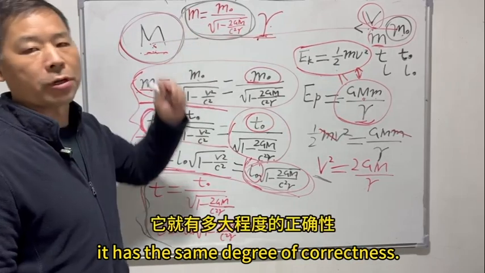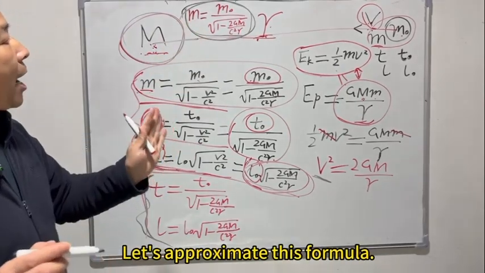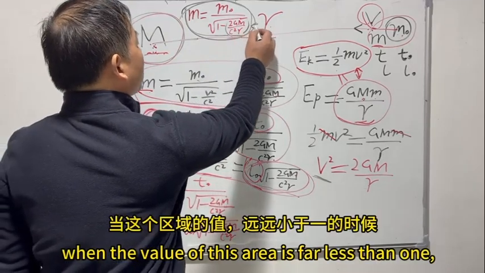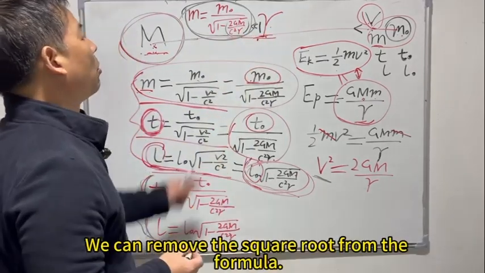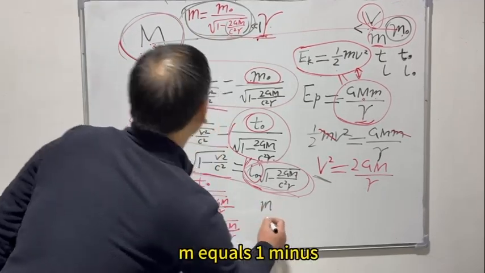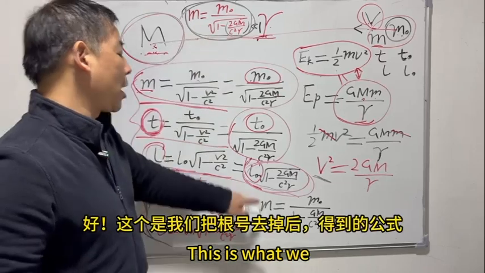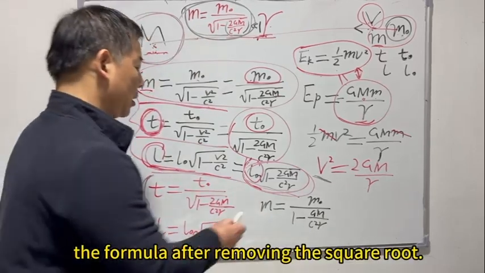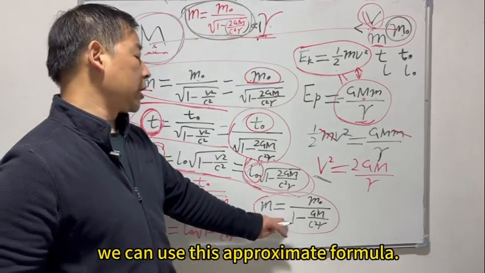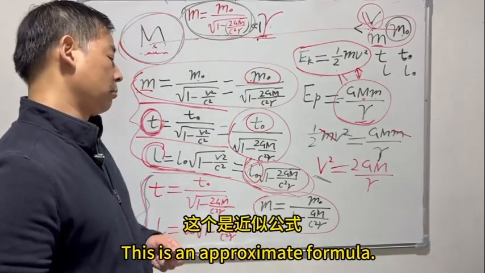It has the same degree of correctness. Let's approximate this formula. Let's see how. We know that when the value of this term is far less than 1, we can remove the square root from the formula. Let's see, m equals 1 minus. Okay, this is the formula after removing the square root. When this part is far less than 1, we can use this approximate formula.